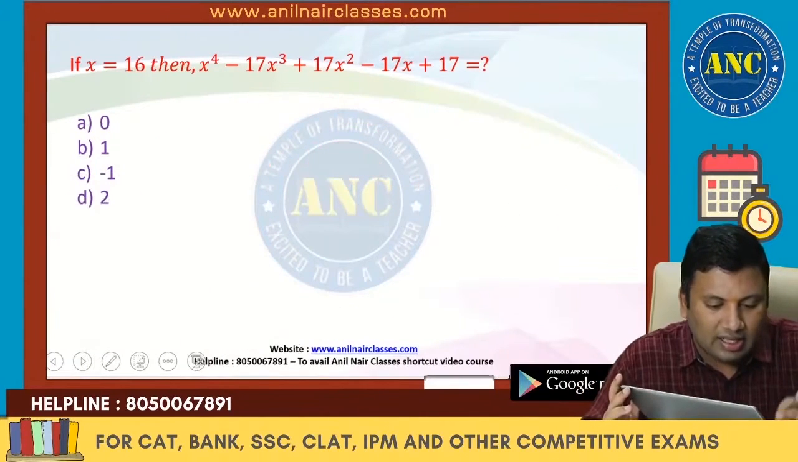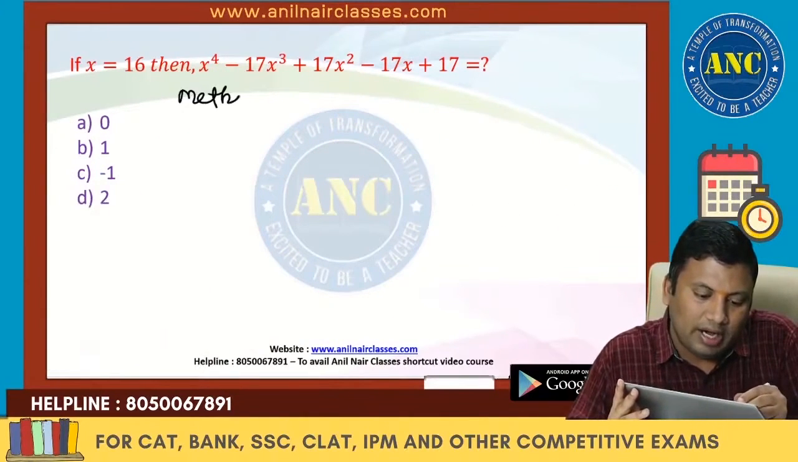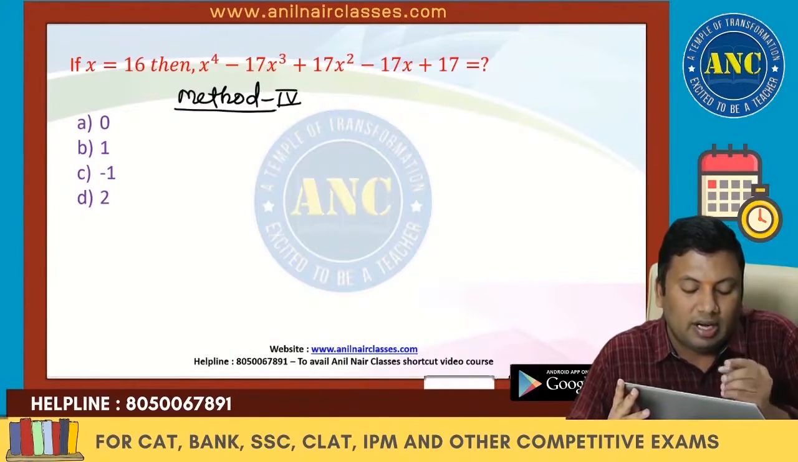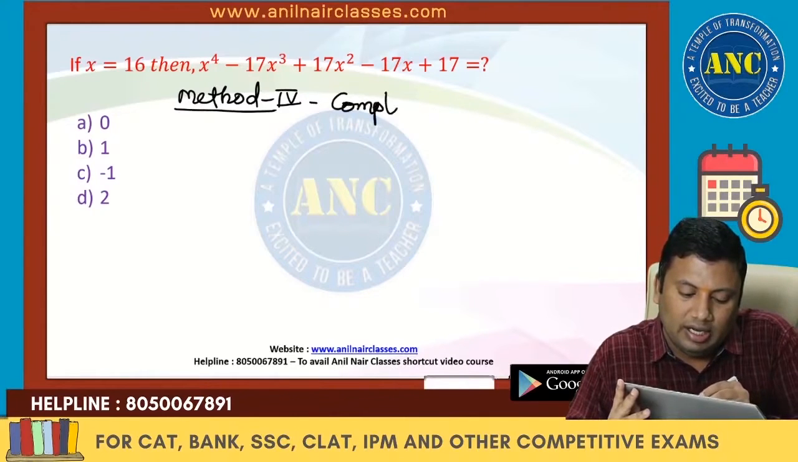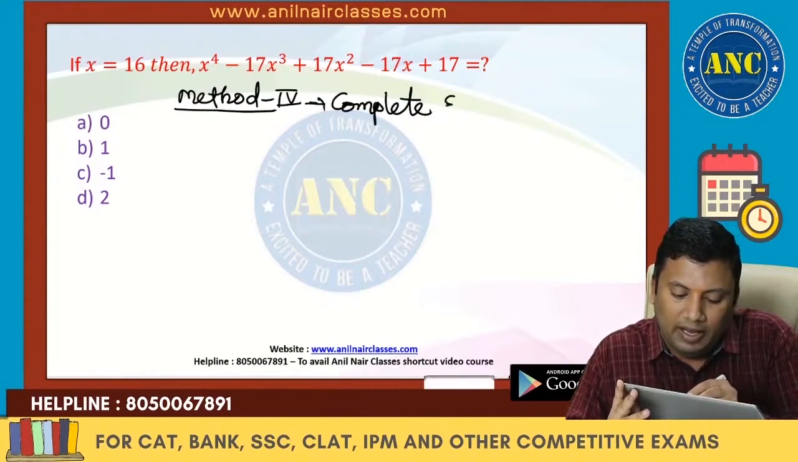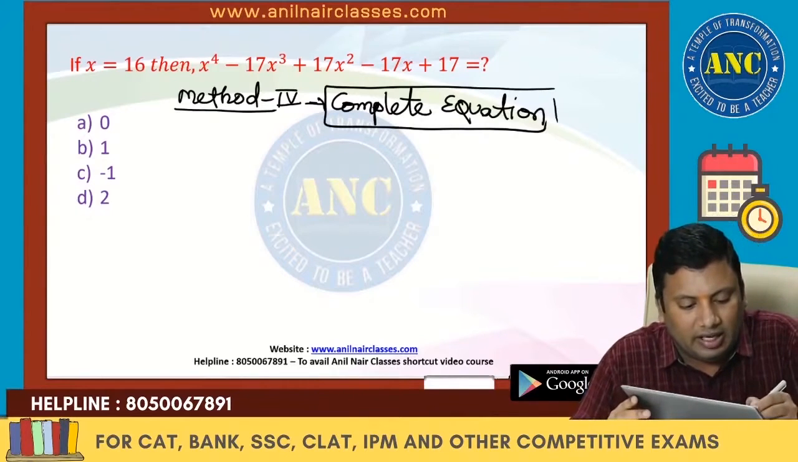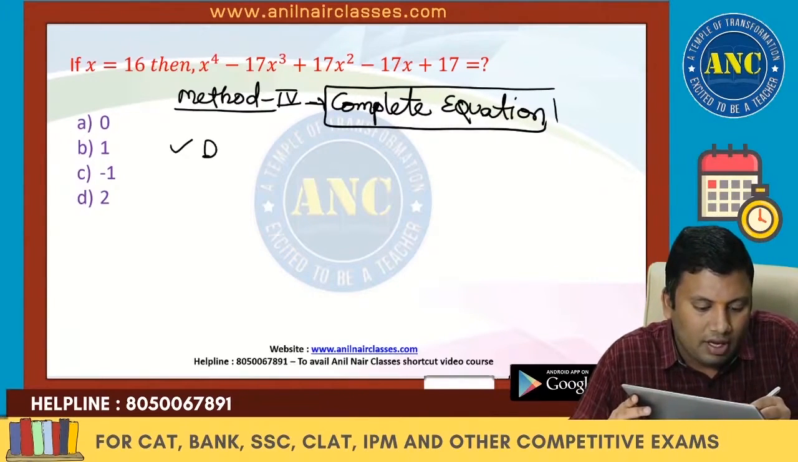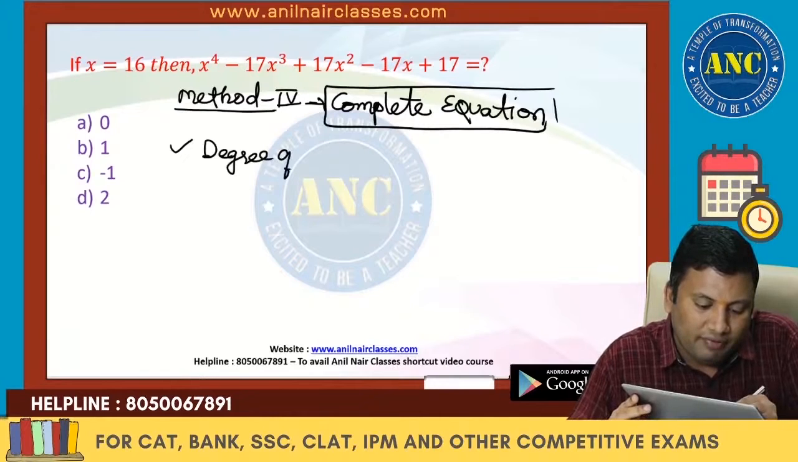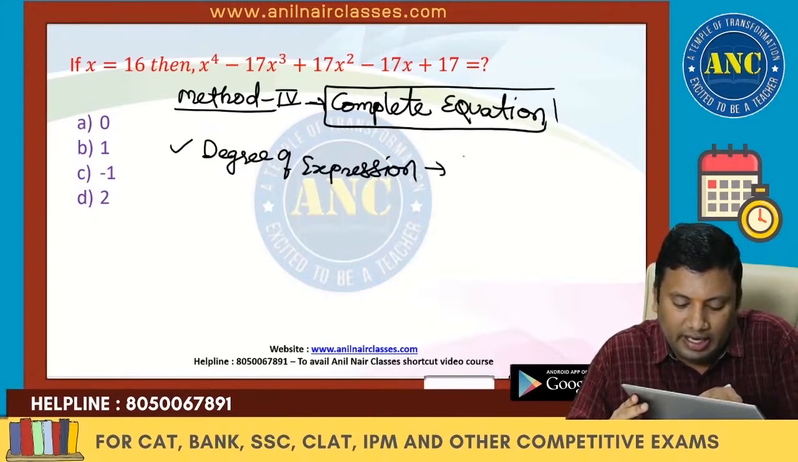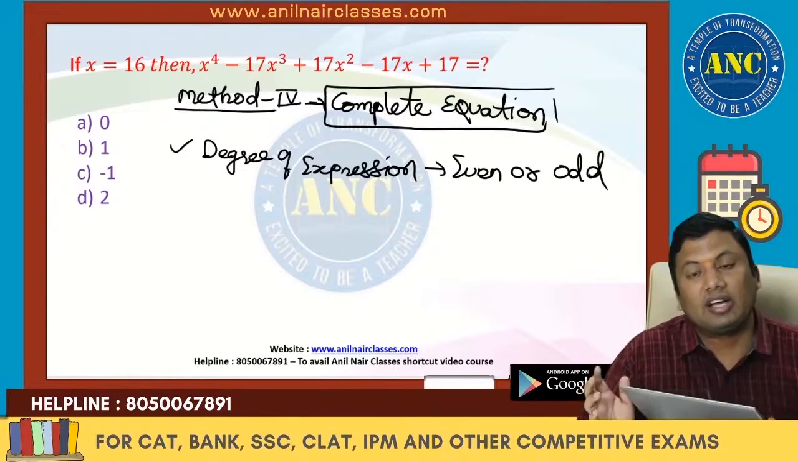There is also another method, method number 4. You don't need to worry about the concepts. Method number 4 uses the concept of a complete equation. What is this concept of a complete equation? Now, if you see here, the degree of the expression can be either even or odd.